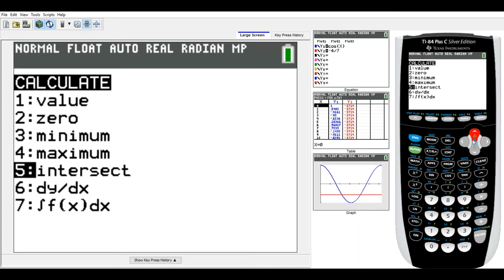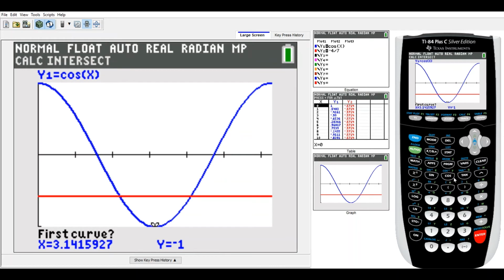Oop, I went down a little too far. Down to intersect and hit enter. And now the calculator can have a bunch of different functions graphed at once, not just two. So what our calculator is asking us is, what's the first curve? And this is asking us this because, again, there could be more than two curves in here.